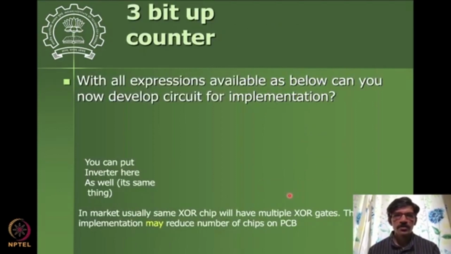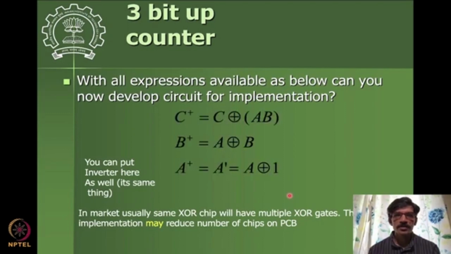Now the question is that these are the expressions for C plus, B plus, and A plus, and we want to develop the circuit for implementing such expressions by using flip-flops, or memory elements. Now the new state C plus is expressed as a combination of the previous state. So how will you develop such a thing?